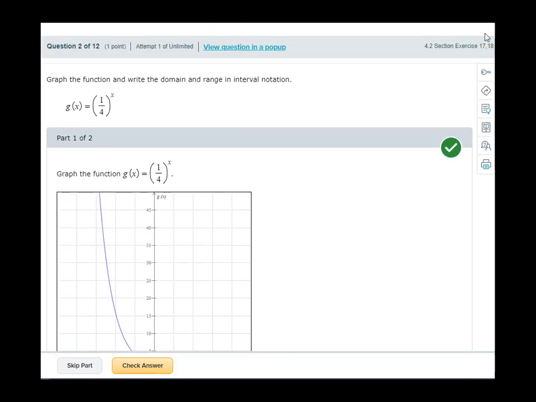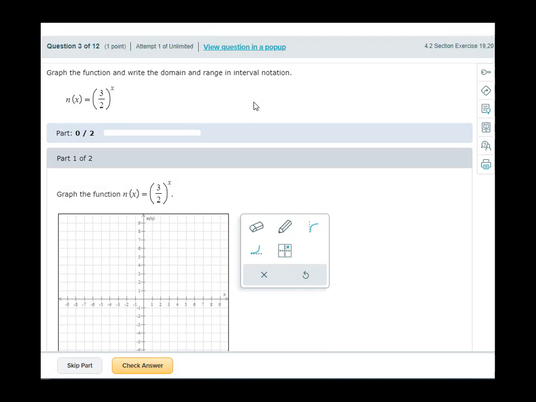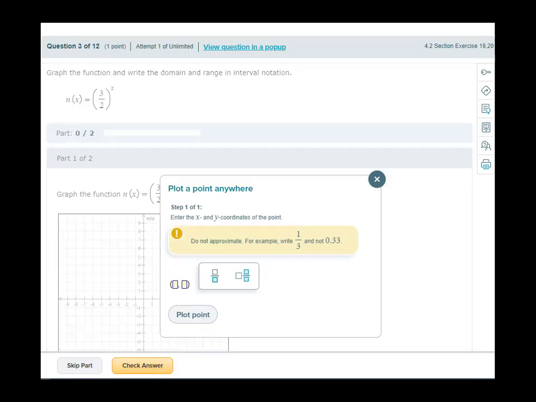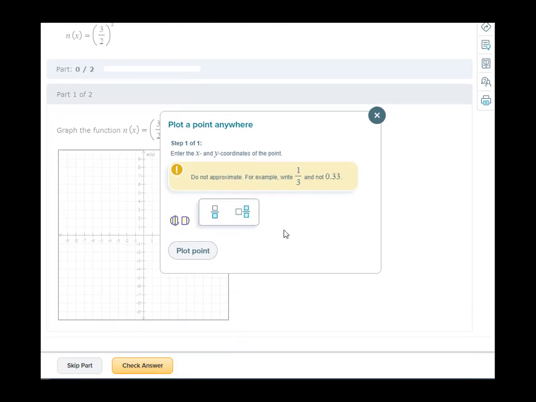A couple more. Let's see. Question 3. 3 halves to the x. All right, well, let's see. First off, how big is 3 halves? 3 halves is 1.5, so it's bigger than 1. So I should expect the graph to go this way. Plot some points. All right, let's do that. Raise it up a little bit. So I know one of them guaranteed is 0, 1. Plot the point.